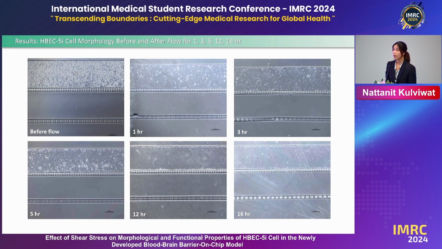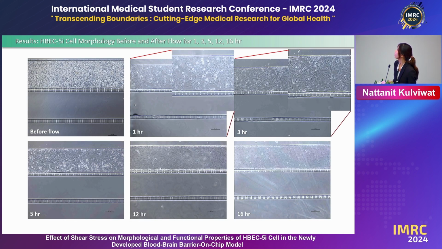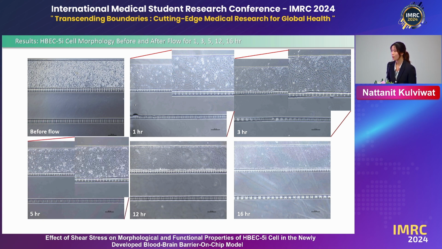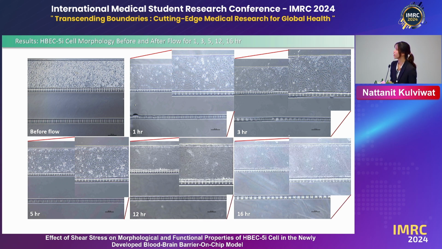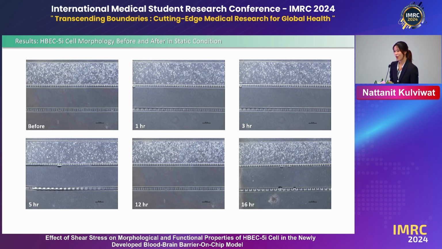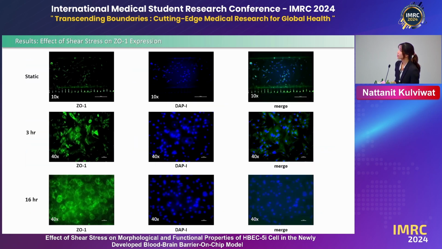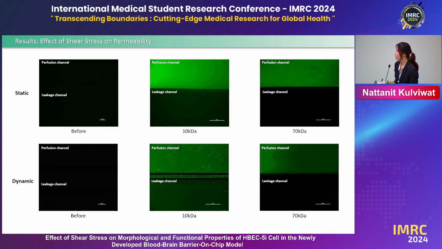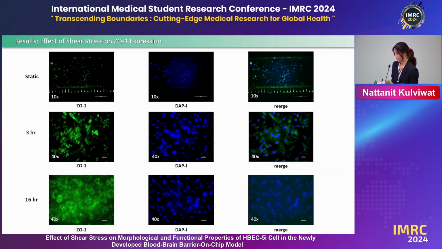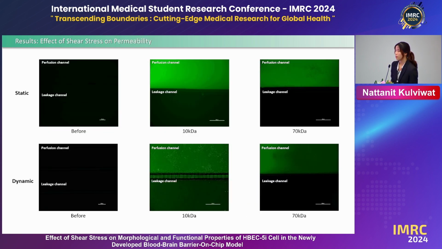Here is the result. As you can see, at 1 and 3 hours, the cells have a spindle-like morphology, and it starts to change into a cobblestone-like morphology at 5 hours and persists until 16 hours. And compared to the static condition, there is no difference in the cell morphology. And this is the result for ZO-1 expression. You can see that there is higher intensity of ZO-1 in the dynamic condition, especially at 16 hours, compared to the static condition.